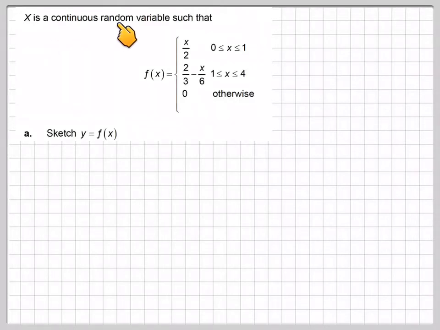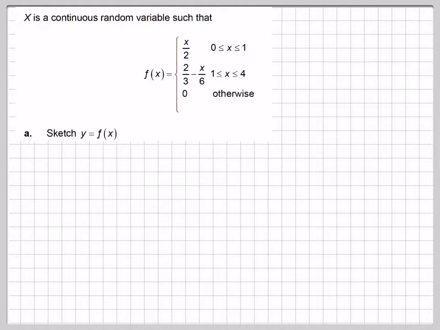X is a continuous random variable such that f of x is x over 2, x being between 0 and 1, and f of x is 2 over 3 minus x over 6, x being between 1 and 4, and 0 otherwise. The first part is that you have to sketch f of x.